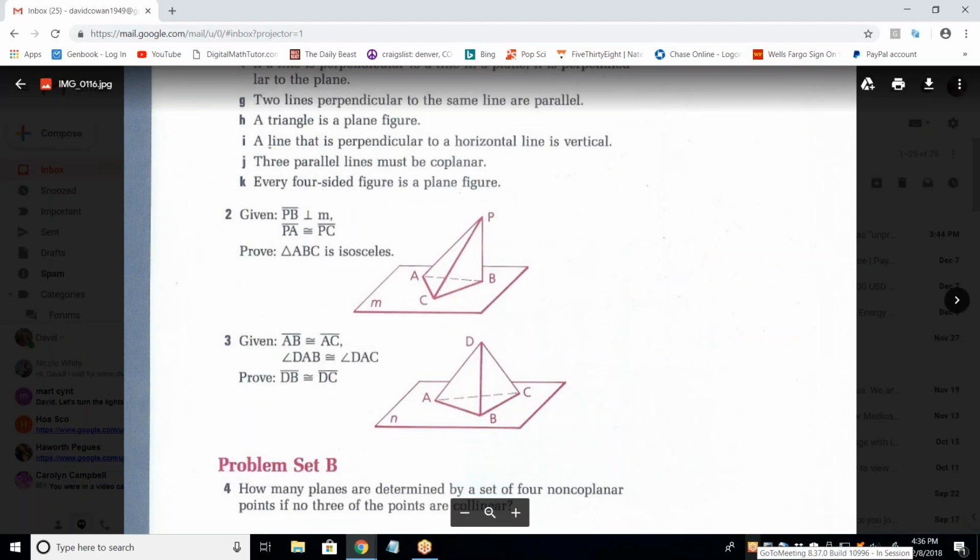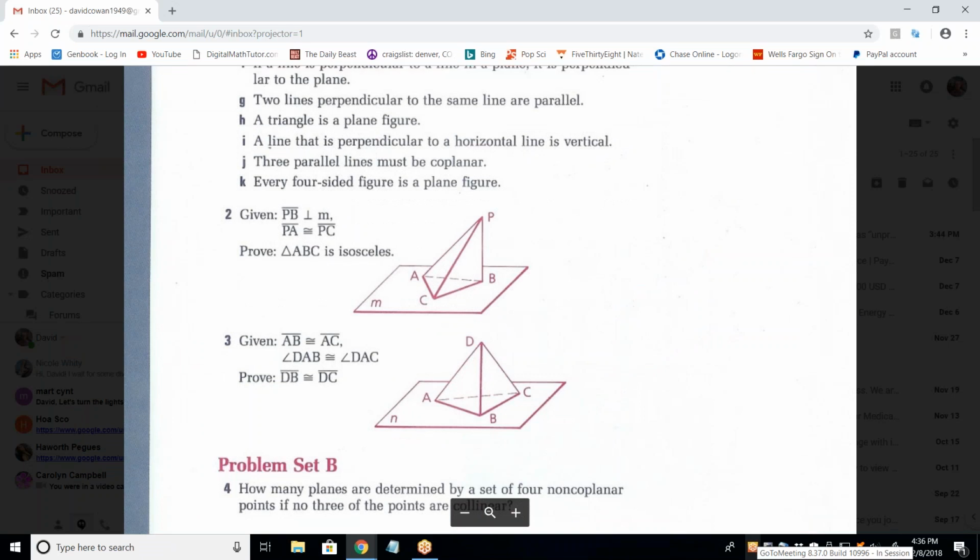How many planes are determined by a set of 4 non-coplanar points if no 3 of the points are collinear? So the picture I draw fits, correct? Yeah. In other words, when I drew my playing card and I altered the corners, no 3 of those points are on the same line. Collinear means same line. It's not the same as coplanar. If I have 3 points on the same plane, that's different than 3 points on the same line.